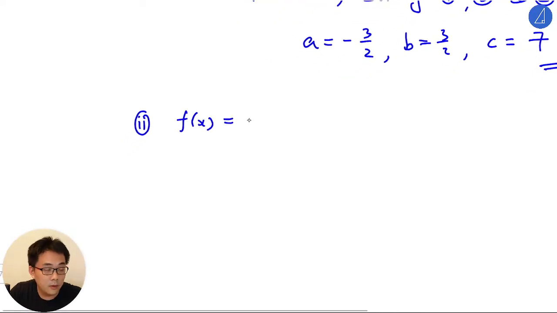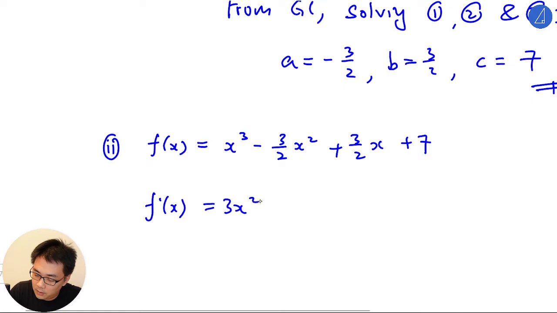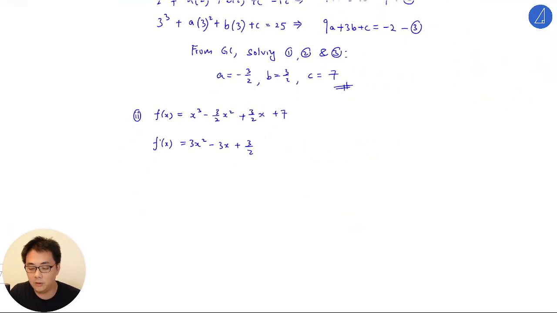f(x) equals x cubed minus 3 over 2 x squared plus 3 over 2 x plus 7. The f prime x will just be 3x squared minus 3x plus 3 over 2. So I think this is pretty okay.